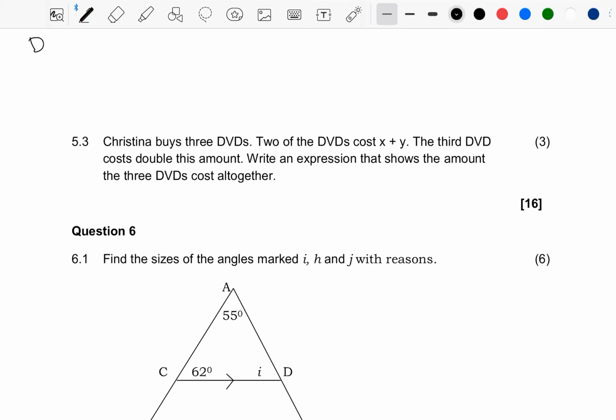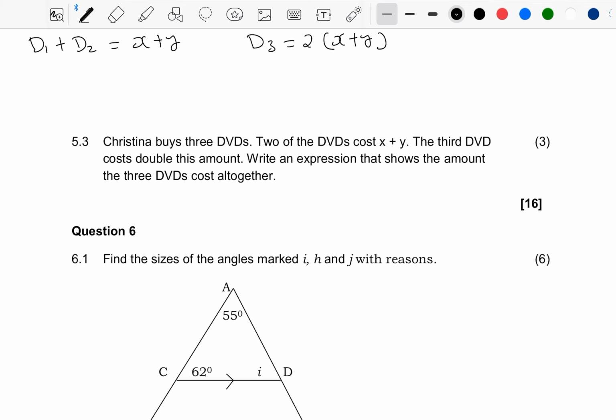So let's say you have DVD 1 and DVD 2. So these 2 DVDs, they cost x plus y. That's the price of these 2 DVDs. And then they said that the third DVD costs double this amount. So the third DVD doubles the amount of these 2 DVDs. So if these 2 DVDs cost x plus y, that means the third DVD is equal to 2 times (x plus y), because it doubles the amount of 2 DVDs.